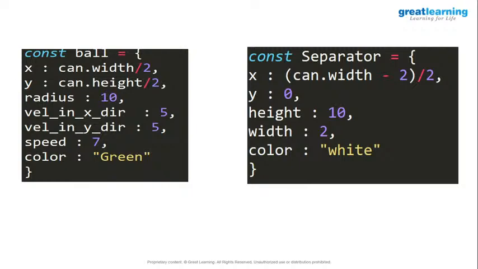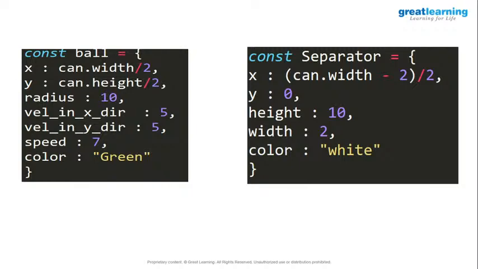Then the separator, which will again be in the middle of the canvas. Now why did I subtract 2? Because that is the width of that separator, right? We are going to use a rectangle for the separator, you will see. So I subtracted that from it because that's the width, so we want it to be at the center, so we subtracted the width from it.